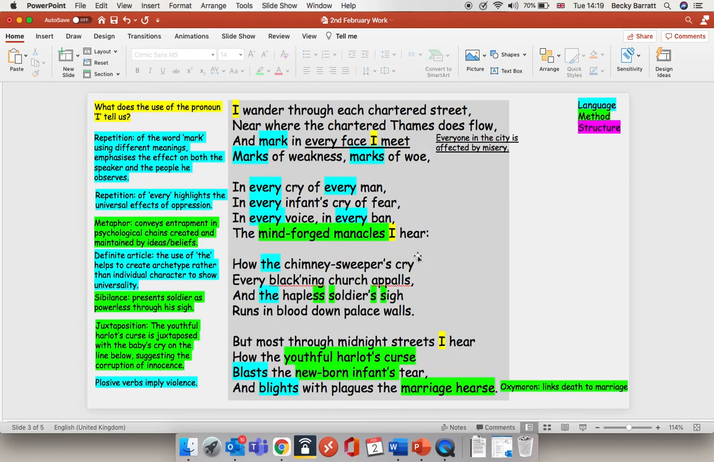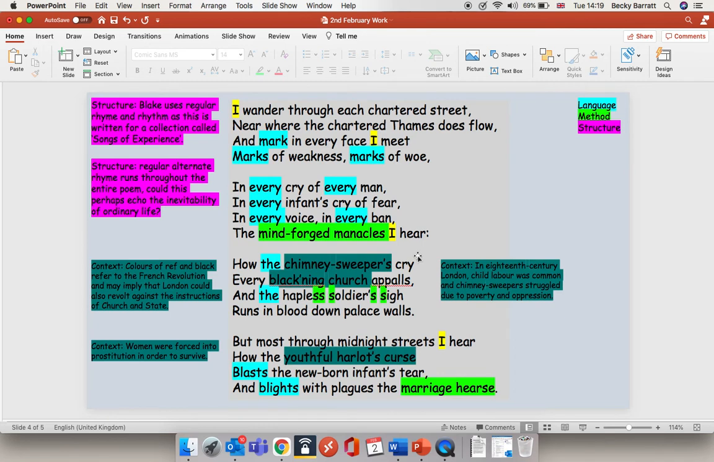Another one there that's highlighted in green, so marriage hearse, that is an example of oxymoron. So it's marriage, obviously, people getting married, and a hearse, again, this is one of the words that I asked you to look up on one of the tasks in the previous lessons. So that is actually a funeral car. So they're sort of pairing the idea of marriage and death together.